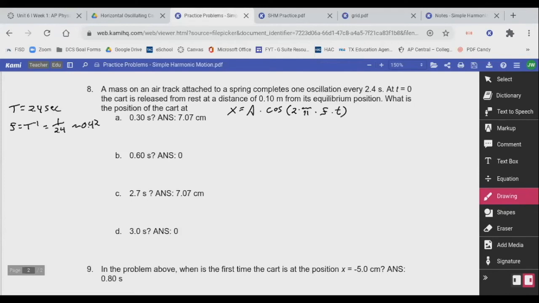Also, if you get a negative number for your position, that just means you're on the left side of the equilibrium. Doesn't make you wrong, you're on the left side. If you get a positive number, you're on the right side. Let's set up the problem. Let's see, is there anything else?